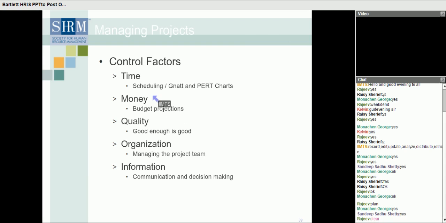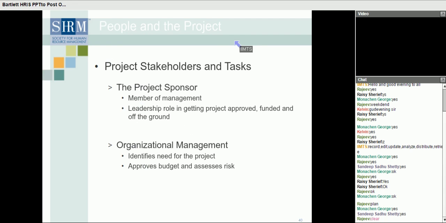Then managing projects and HRIS. So what are the control factors? Time, money, quality, organization, and information. Then project stakeholders and tasks, the project sponsor, then organizational management.